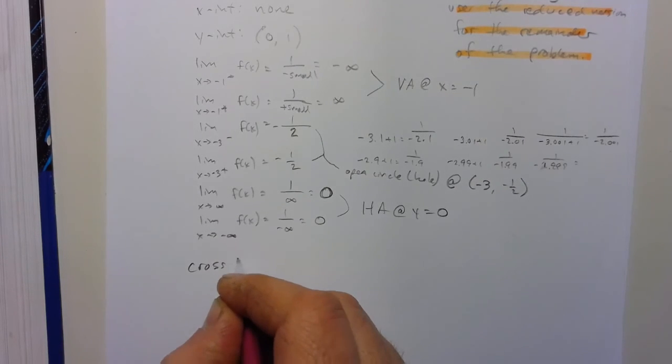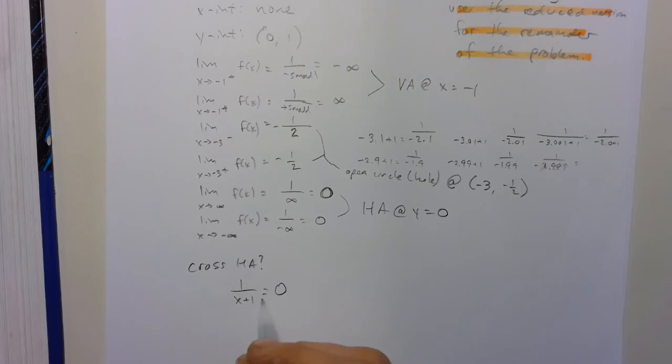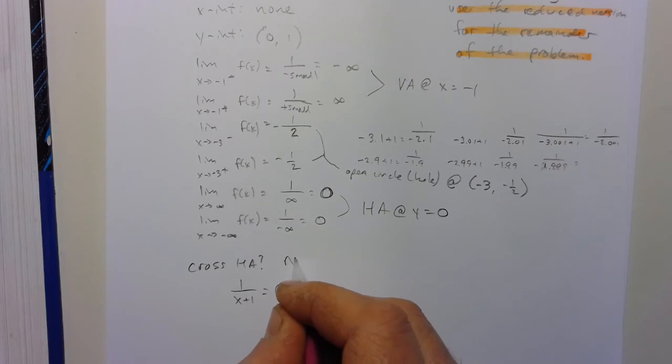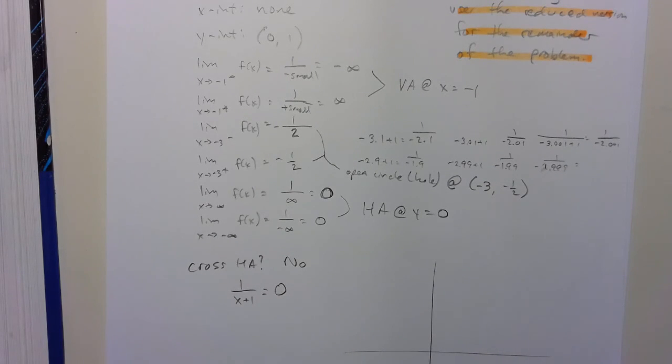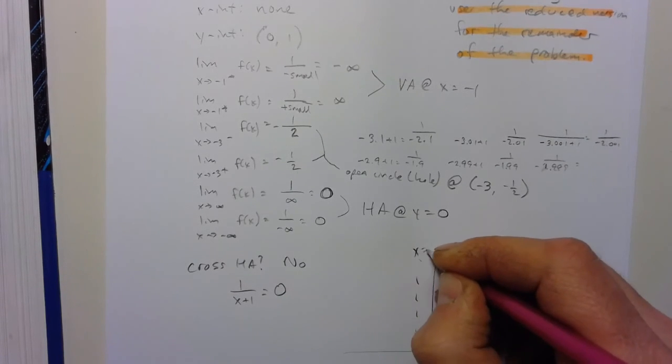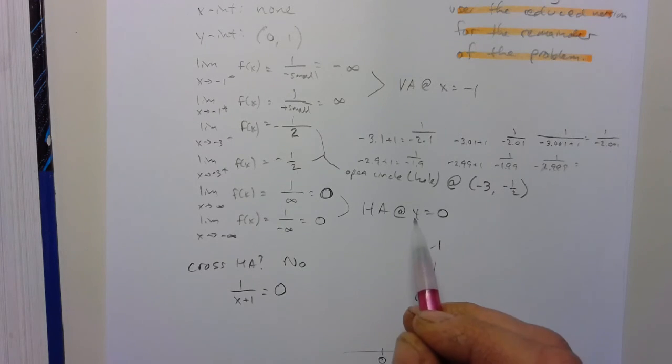Right. Let's think if we cross that horizontal asymptote. Okay, so that would be if 1 over x plus 1 equaled the horizontal asymptote, which is 0, and we can see that's never going to happen, so the answer there would be no. So if we looked at our graph, we'd have our y-intercept, we'd have our vertical asymptote, okay, we'd have our open circle, and we'd have our horizontal asymptote.